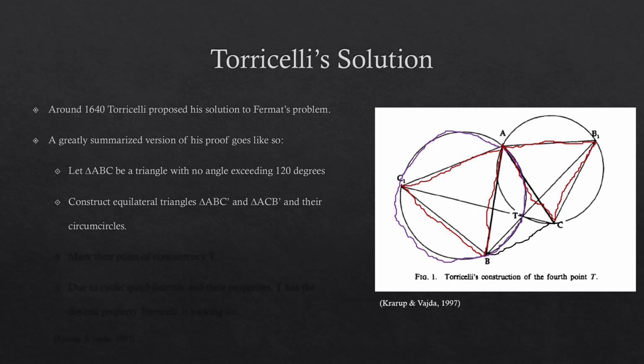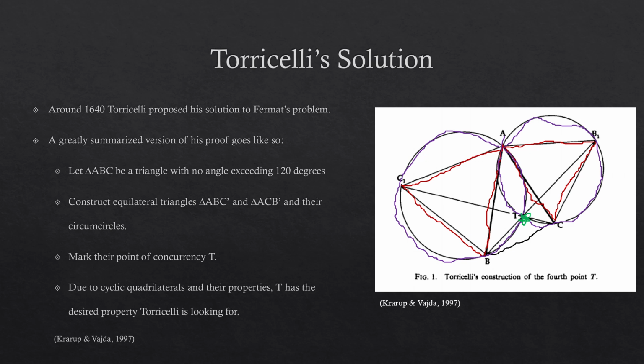Then you mark their point of concurrency T. Just a big old blob right there. Due to cyclic quadrilaterals and their properties, T has the desired property Torricelli is looking for.